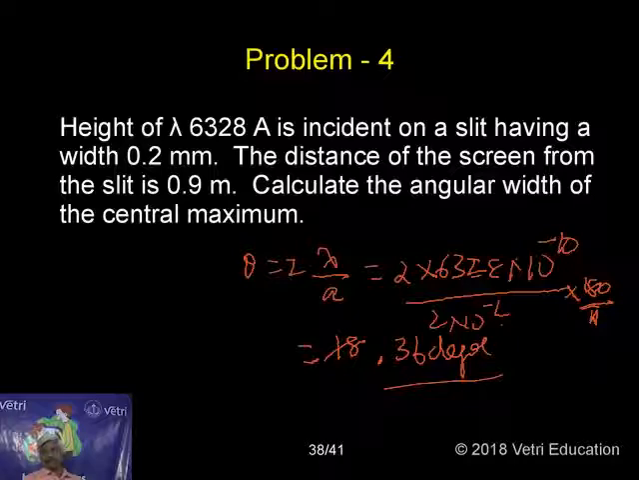Half angular width is lambda by a, full width is 2 lambda by a. The distance of the screen from the slit. Calculate the angular width of the central maximum. So, given the wavelength, that is how to understand it.